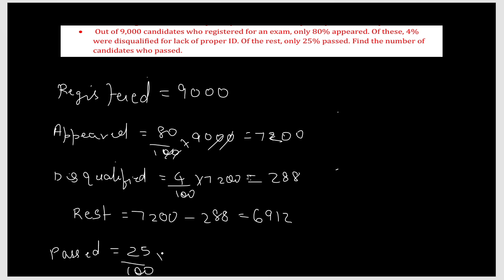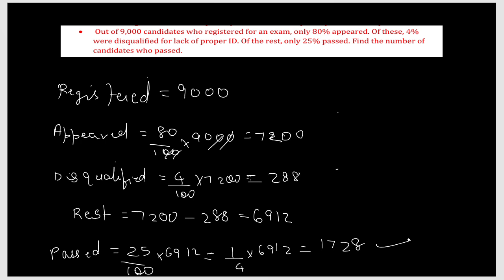25% of 6,912, that is 1 by 4 of 6,912, that is 1,728. So these are the candidates who pass.